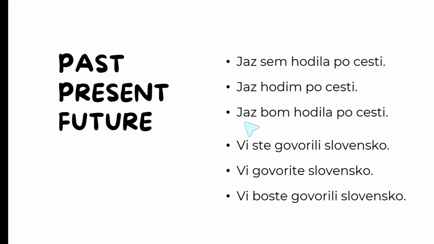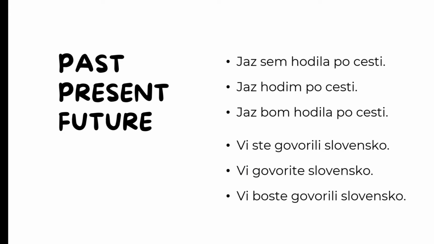And future tense, jaz bom hodila po cesti. As you can see, we have the future to be instead of sem. We have bom. Everything else is the same as past tense. That's why I say future and past tense are very simple because they're almost the same. And we have the L ending again, and basically the same structure, just the future to be.